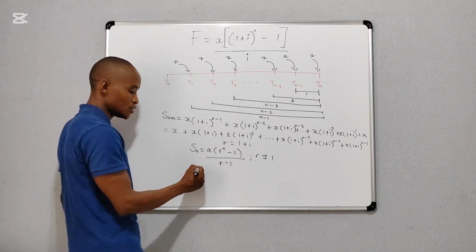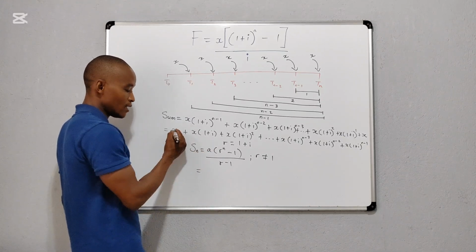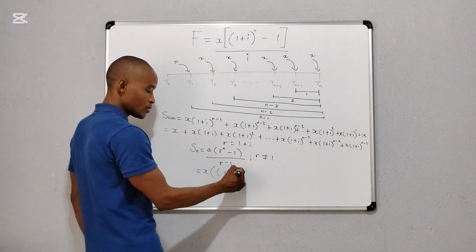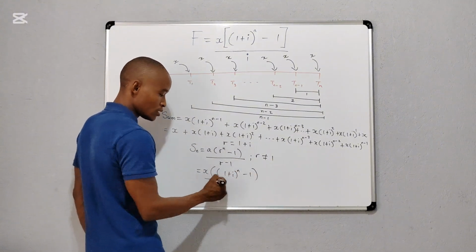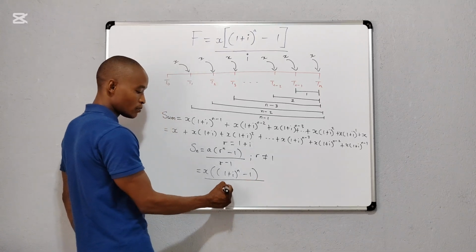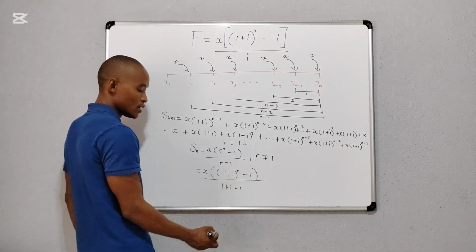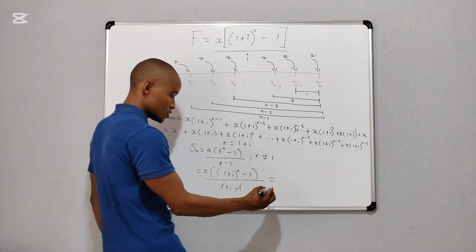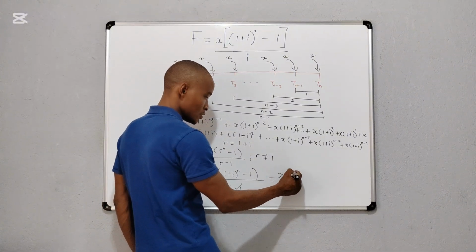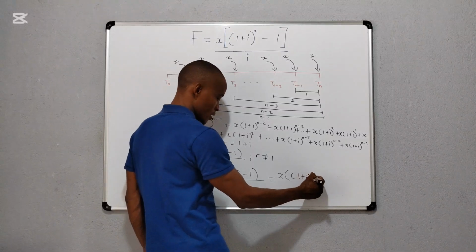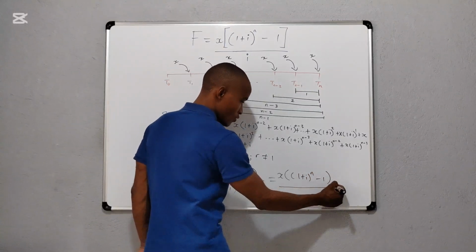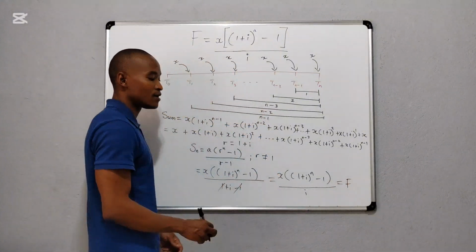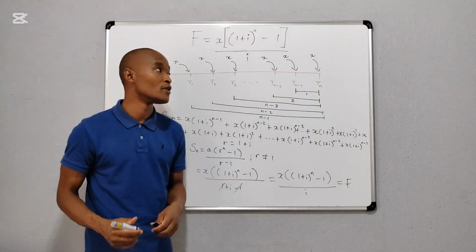Okay, so let's substitute. We have a being our x, and r being 1 plus i, to the power n minus 1, over r, which is 1 plus i, minus 1, and the cancellation there happens, and this now is reduced to x times ((1+i)^n - 1) over i, and that represents the future value annuity formula.